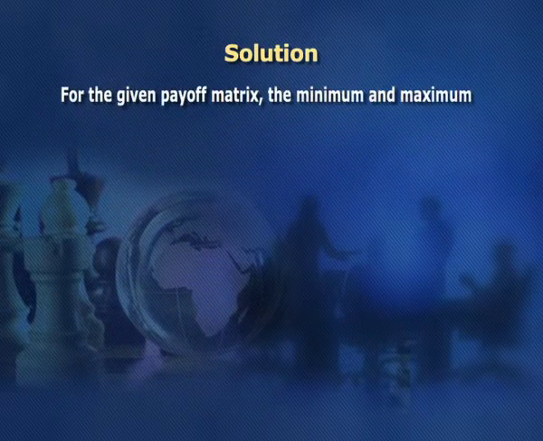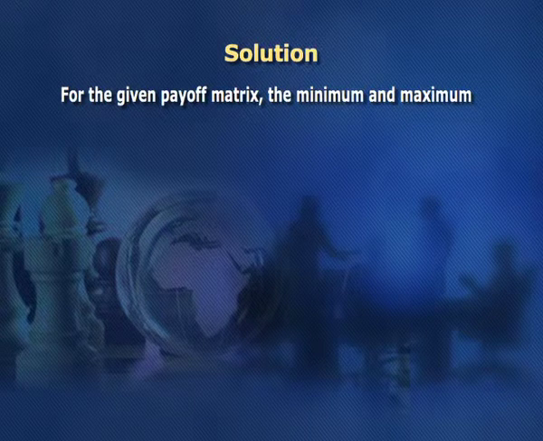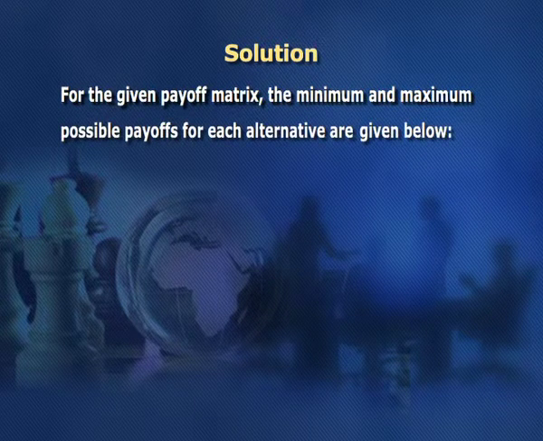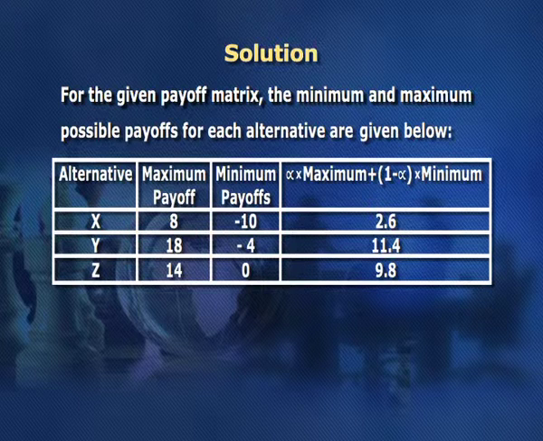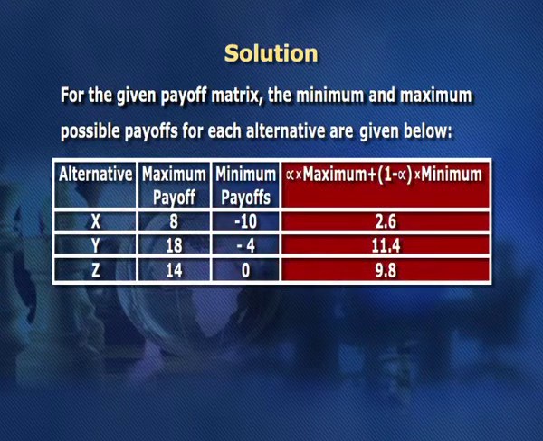Solution. For the given payoff matrix, the minimum and maximum payoff for each alternative are given below. So, the same table you can see, alternatives are X, Y, Z. The maximum payoff for alternative X is 8, for alternative Y is 18, and for alternative Z is 14. In the same way, the minimum payoffs for X is minus 10, for Y is minus 4, and for Z is 0. Now, the last column is alpha multiplied by maximum plus 1 minus alpha multiplied by minimum. So, the answers for each alternative come to 2.6, 11.4 and 9.8.